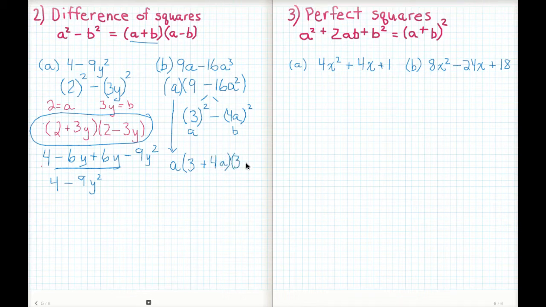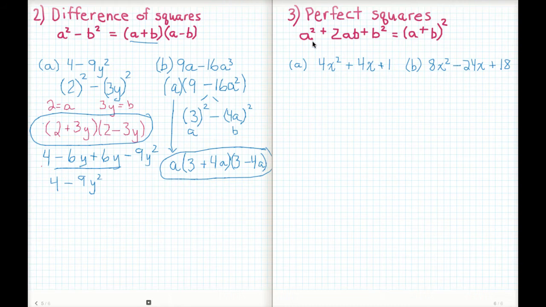And then 3 minus 4a to complete the pattern. A minus b. And that's then the final answer. That's now been factored into 3 different factors. Okay, we're ready for the last one.